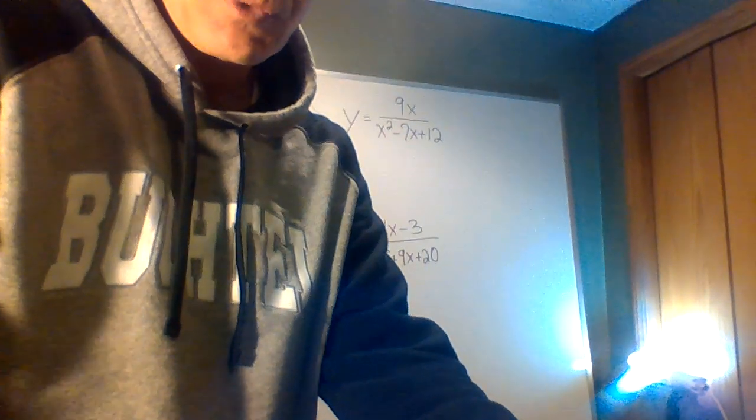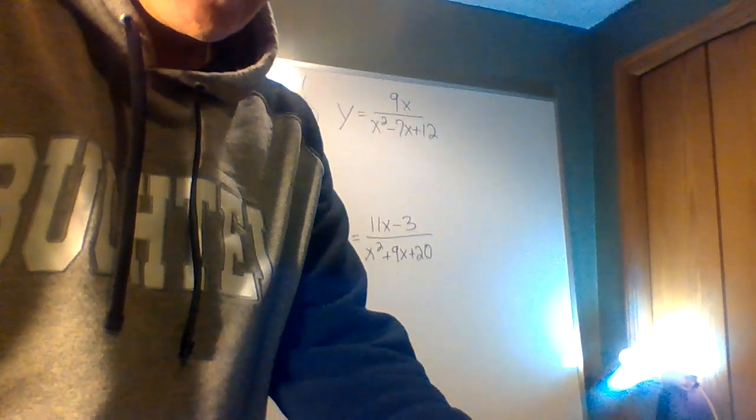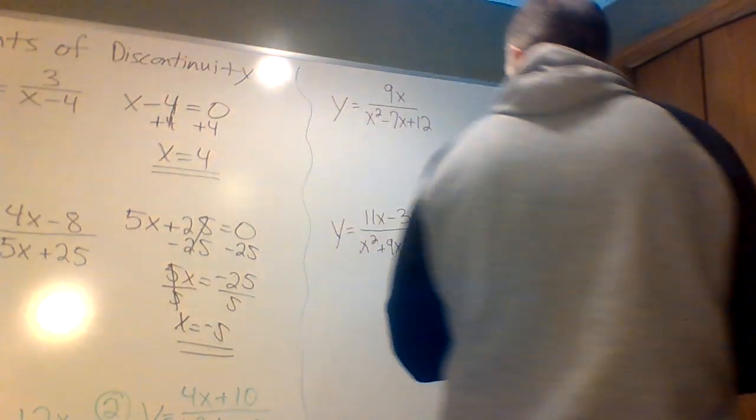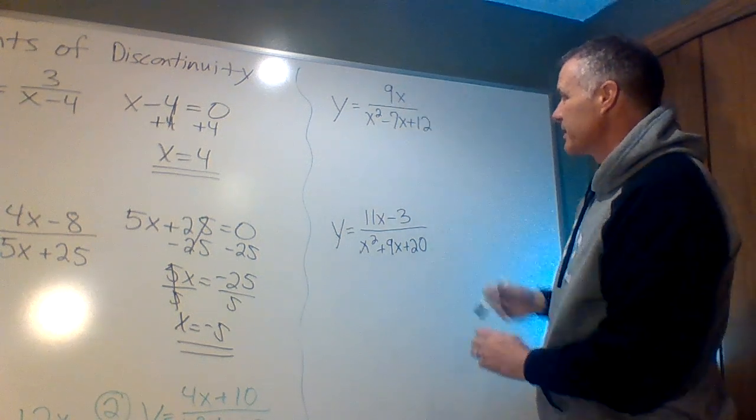Okay, now we got a little bit harder ones. If you remember, these are ones that we just did using some of the factoring that we did back in November. Okay? So again, the nice thing, it's the same rules, whatever makes the bottom 0. So again, the 9x really doesn't matter.